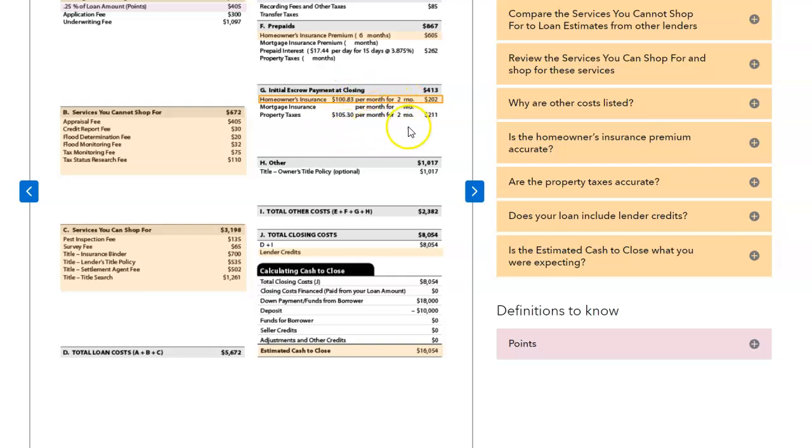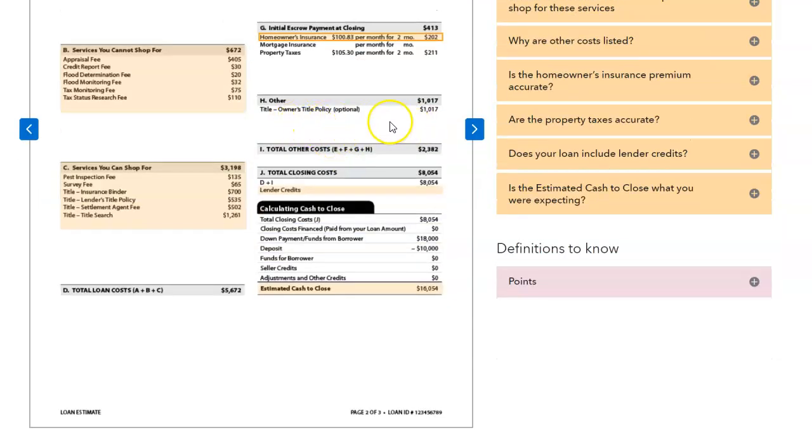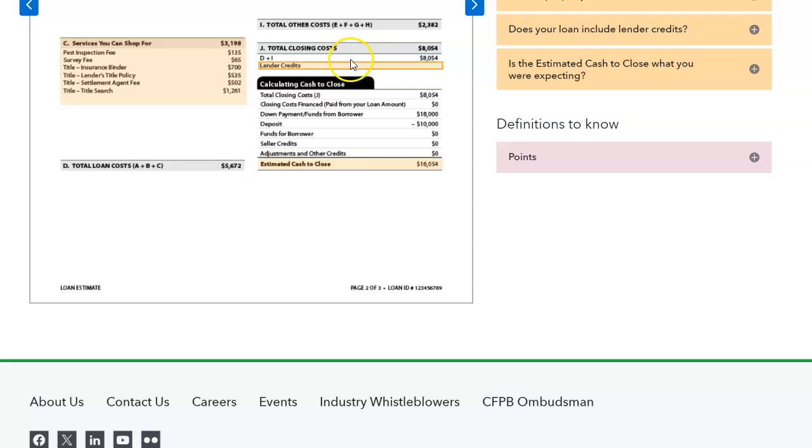And same thing with the property taxes. You may only be making 4 or 5 payments prior to the property taxes coming due. So they're going to collect a buffer to make sure they have enough money to pay that. This is additional title fees. And then here is the total closing costs. If there are any lender credits, those would be listed here.